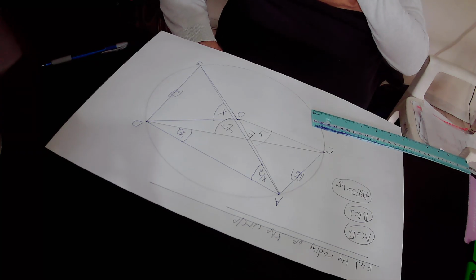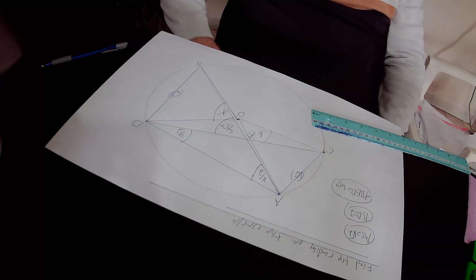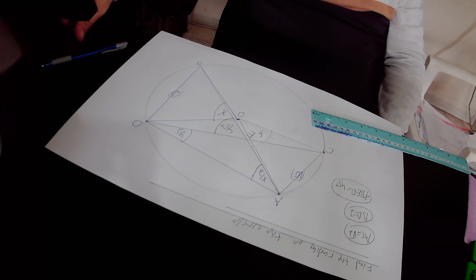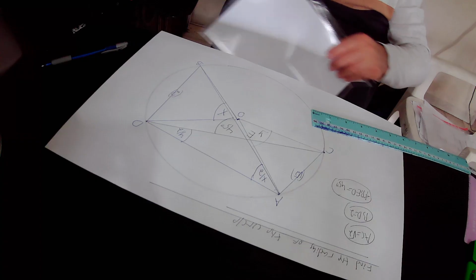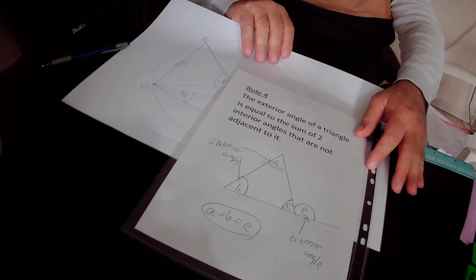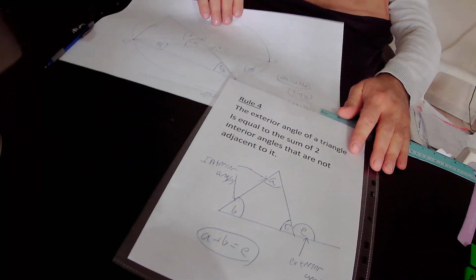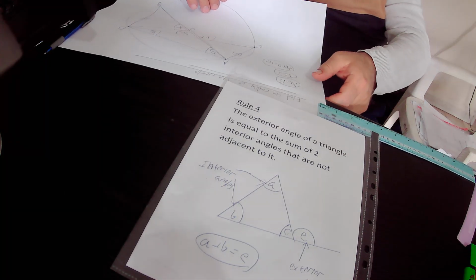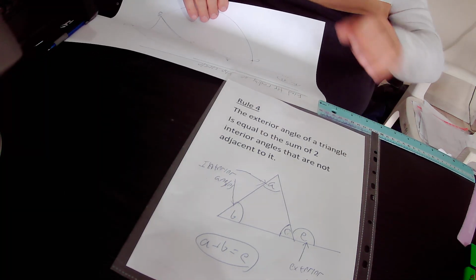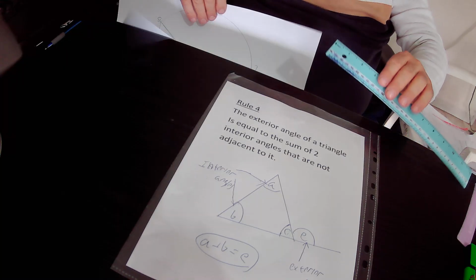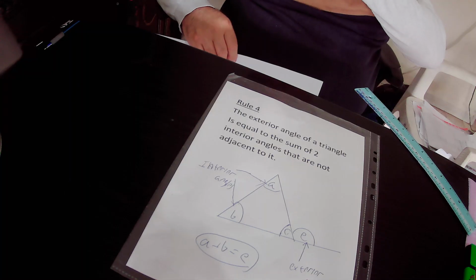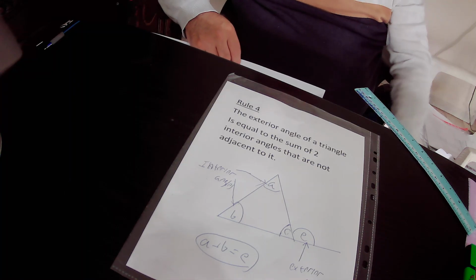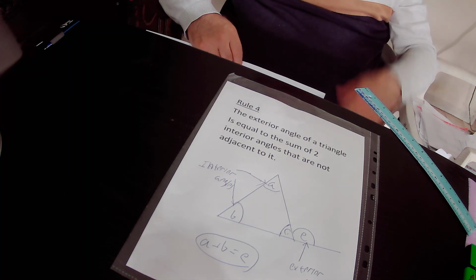So, in the next step, I will present to you a new rule, and we will implement the new rule in our drawing. The new rule is Rule 4. According to Rule 4, the exterior angle of a triangle is equal to the sum of the two interior angles that are not adjacent to it.